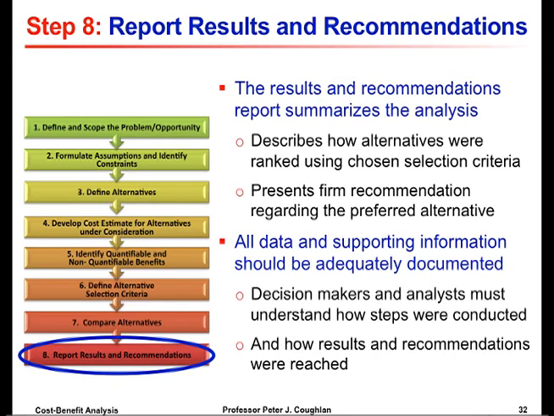So the eighth and final step in the cost-benefit analysis process is to report the results and recommendations. The report, of course, summarizes the analysis. In particular, it concludes with describing how you rank the alternatives, particularly if there are more than two. If there are 3, 4, or 5 alternatives, how they were ranked according to the chosen selection criteria, and ultimately presenting a firm recommendation about which of the alternatives is chosen.